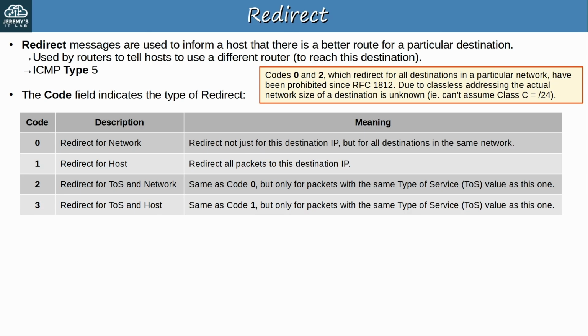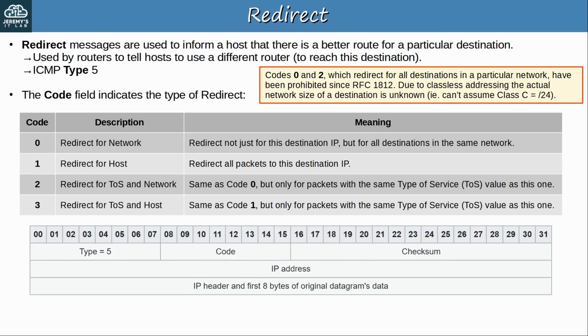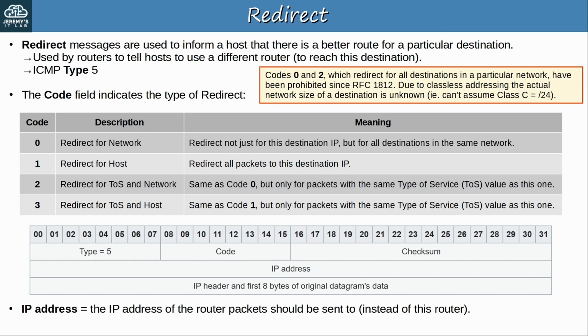We can't assume, for example, that a class C address will be in a /24 network. Anyway, don't worry too much about these codes. Just know the general purpose of redirects. Routers use redirects to tell end hosts to send packets to a different router. Here is the format of a redirect message. The type is 5, and notice the rest of header section is just an IP address this time. That's the IP address of the other router.